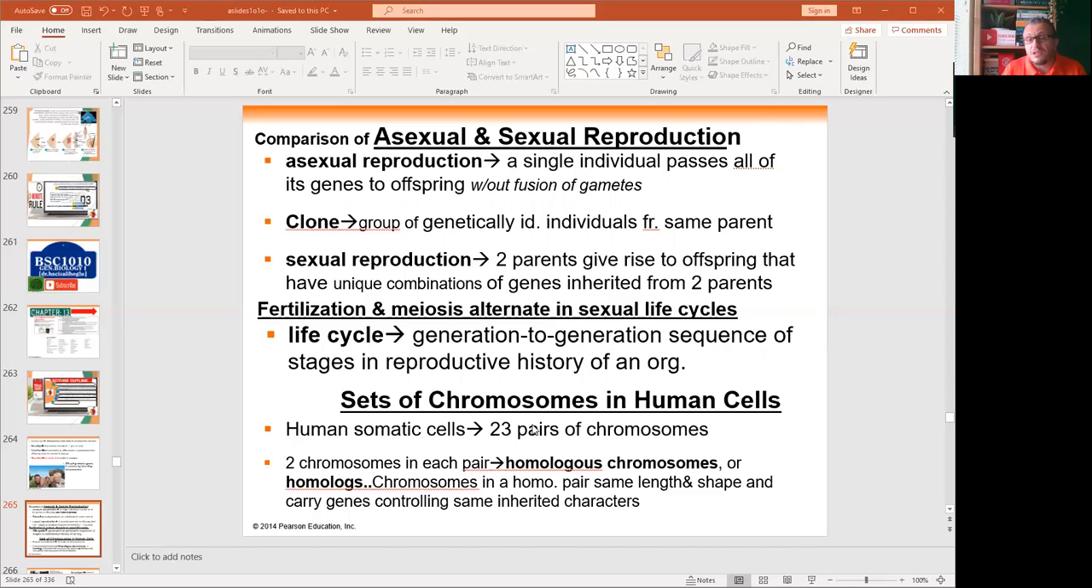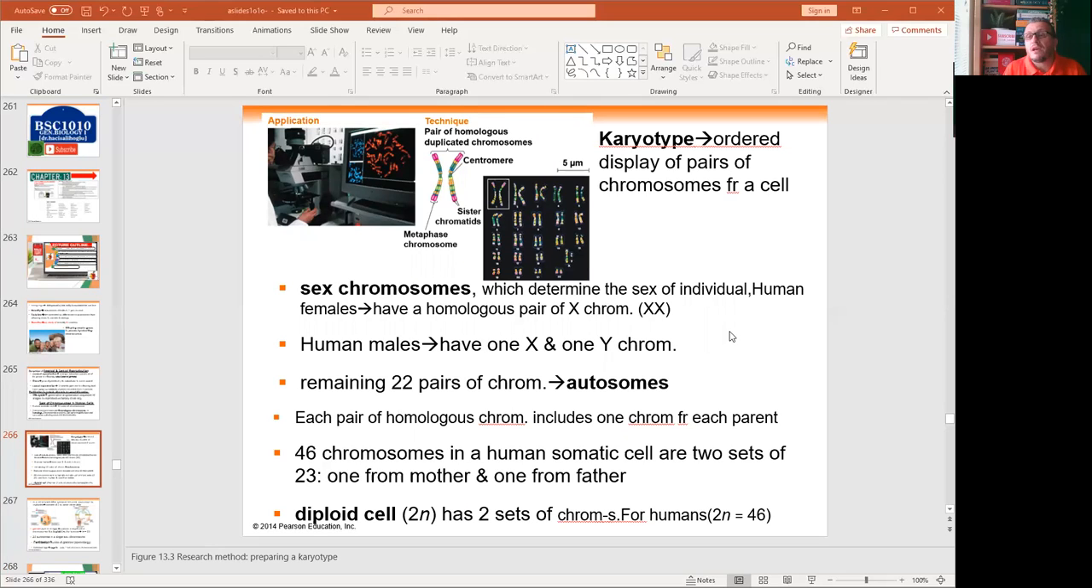But fertilization and meiosis alternate in sexual life cycles, which are the generation sequence of stages, the reproductive history of an organism. In humans, we have 23 pairs of chromosomes. 22 pairs are called autosomes, and the last pair is the sex chromosomes. We have a process called karyotyping, which is an ordered display of all the pairs of chromosomes from a cell, like you see in this picture, taken under the microscope.